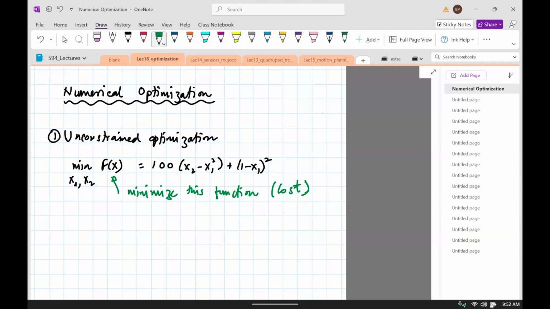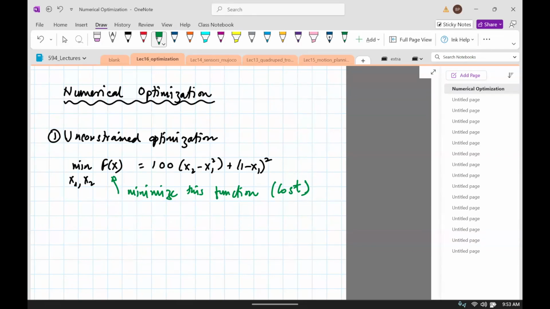To minimize the cost, you could also have a maximization problem, in which case you're maximizing the cost. The function we're going to use in Python is actually minimized. So there's a way to convert a minimization to a maximization.